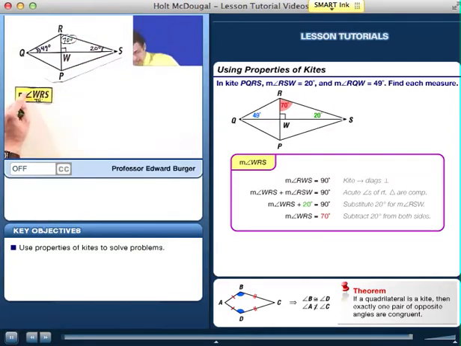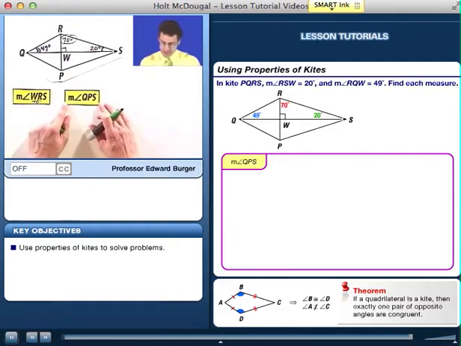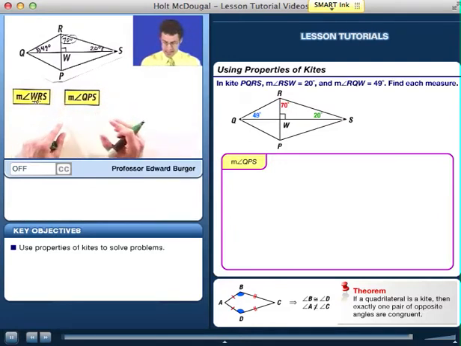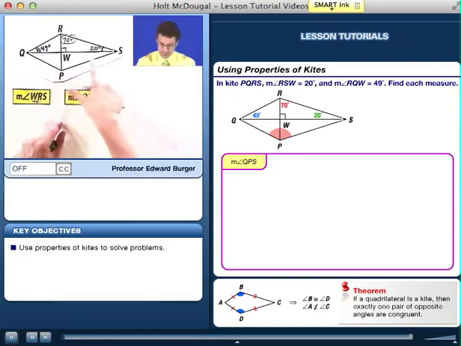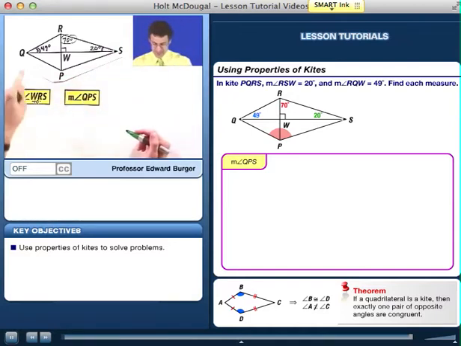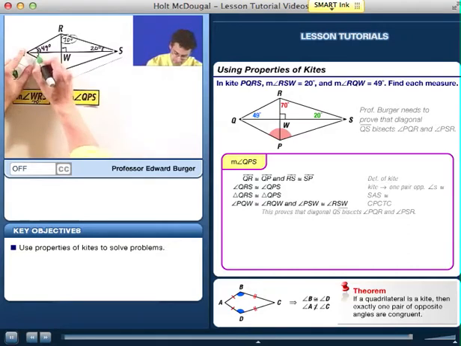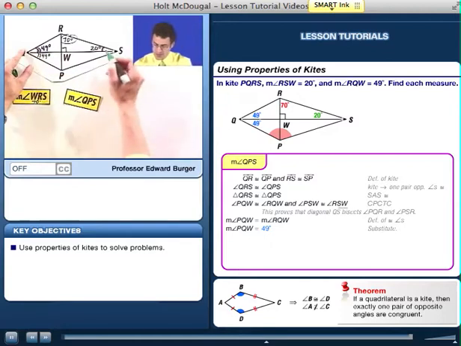Okay? How about the measure of angle QPS? So what's this measure right here? Well, we can actually figure that out too. How can we find out QPS? Well, if this is 49, I know that this diagonal is going to bisect this entire angle here, and so therefore this must be 49 as well. Similarly, I know that this diagonal is going to bisect this angle, so this is 20 degrees.